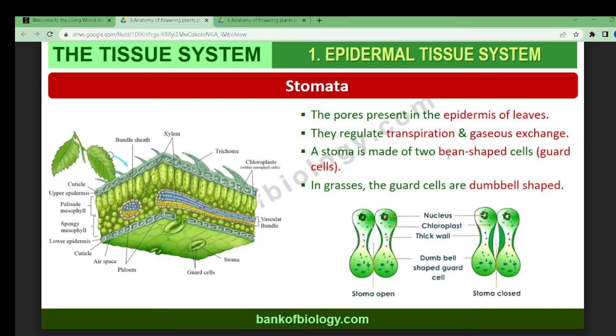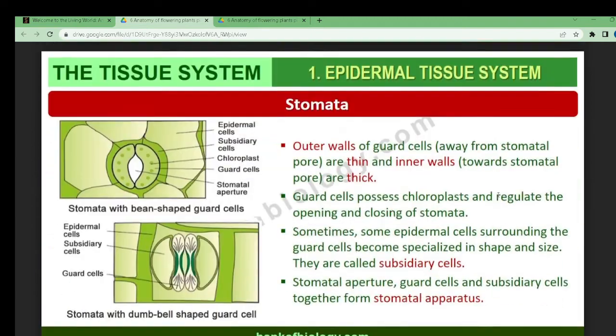Together with that, it is made up of bean shaped cells, the guard cells. In grasses, the guard cells are dumbbell shaped. So it could be a bean shape or it could be a dumbbell shape.